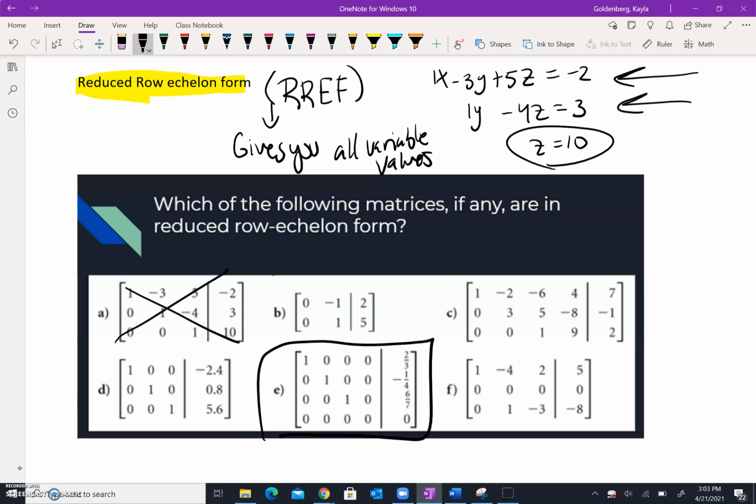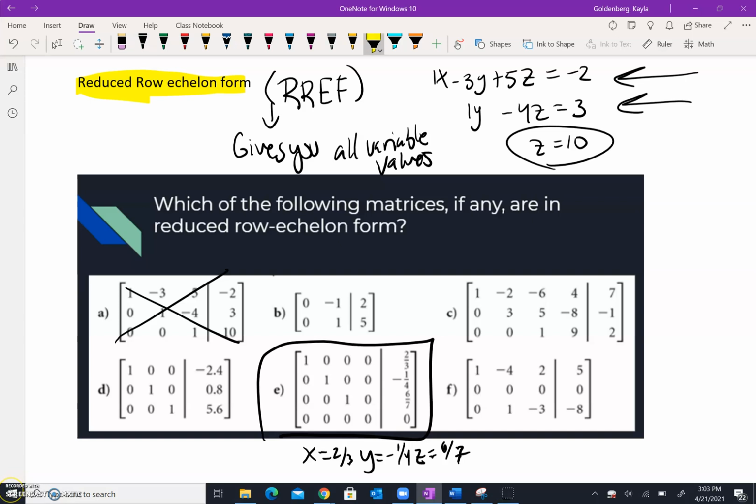So pause the video and try and figure out which other ones also tell you the values of x, y, and z, similar to how E told you x was 2/3, y was negative 1/4, and z was equal to 6/7. So try that out and unpause when you're ready to check.